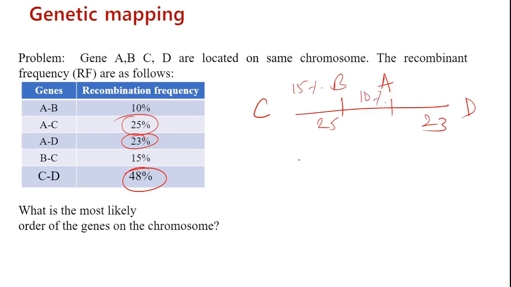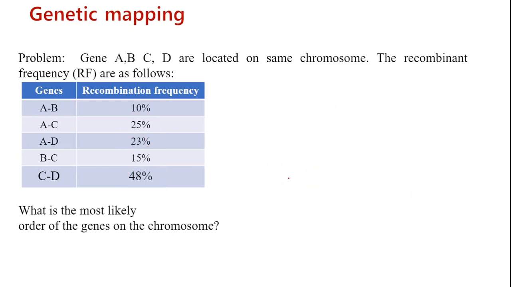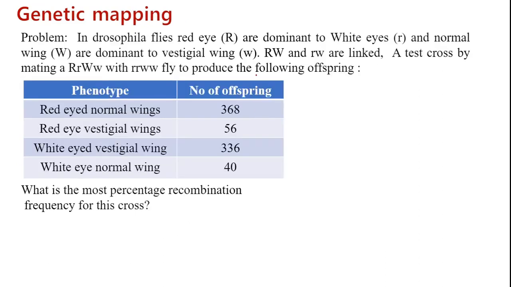This is the order of genes on the chromosome: C, B, A, D, or D, A, B, C. So like this or like this. So this is the order of genes, sorry. Next, we will move on to other problems here.